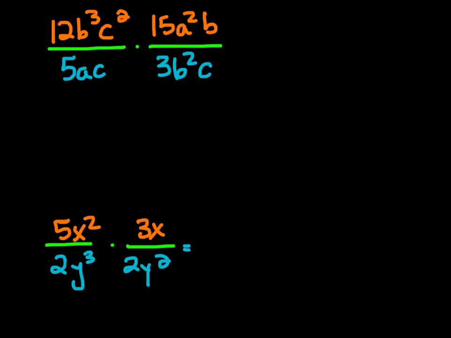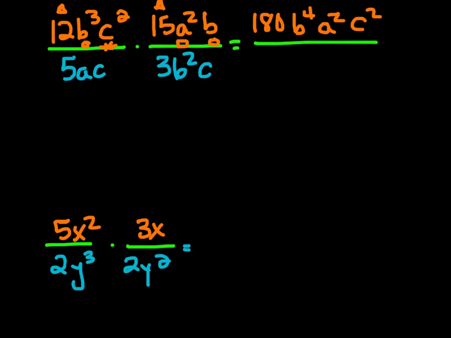So instead of reading them as individual fractions, we're reading them as a whole statement up top and a whole statement on the bottom. We need to do 12 times 15, which is 180. So there's our first term. I'm going to draw little triangles above that. Our next term is b's. We have 3 b's on one and 1 b on the other, so we have a total of 4 b's. We have an a squared, and our last term is c squared, and that's all on top.